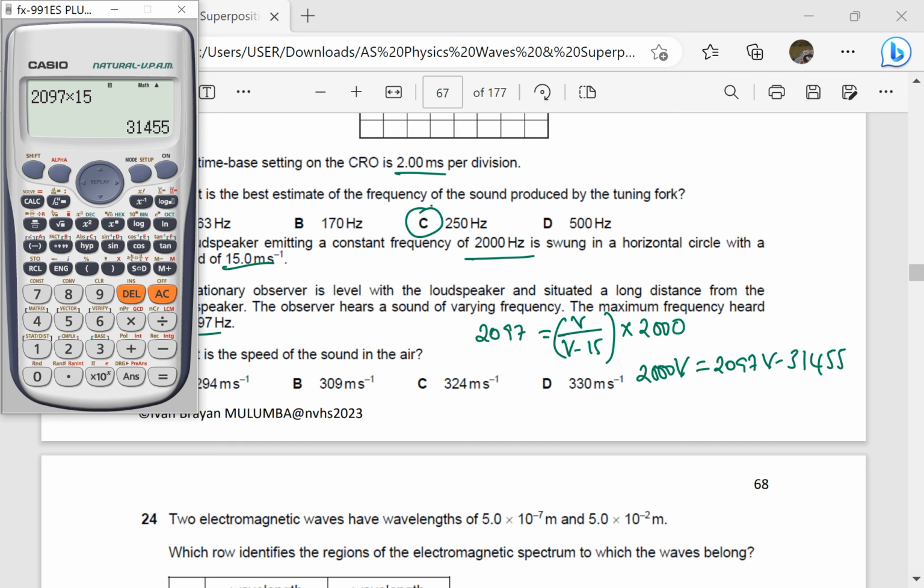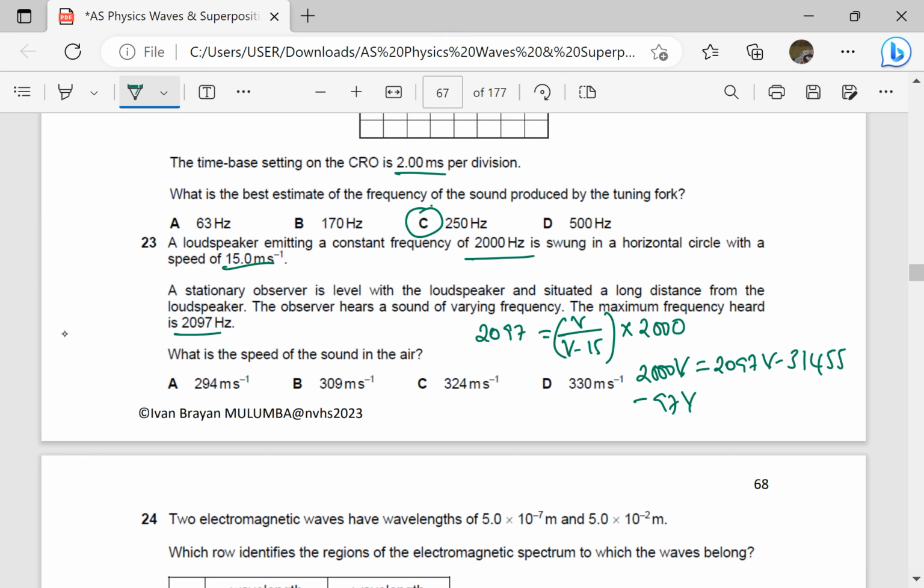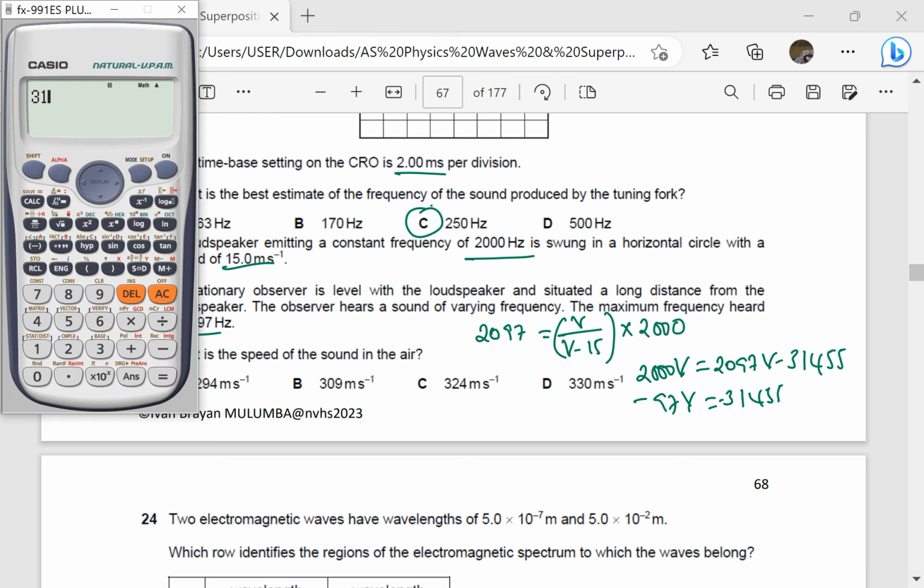Okay, so we collect like terms. So we have 2000 minus 2097. Then we get negative 97v equals negative 31,455. 31,455 divided by 97, which gives us 324. So the answer is going to be C.